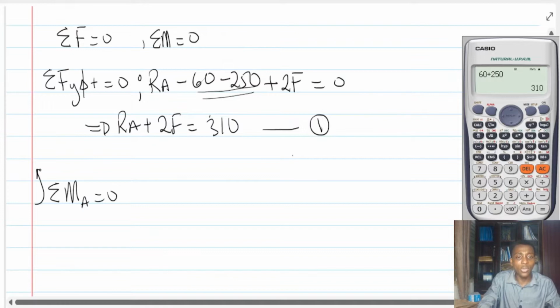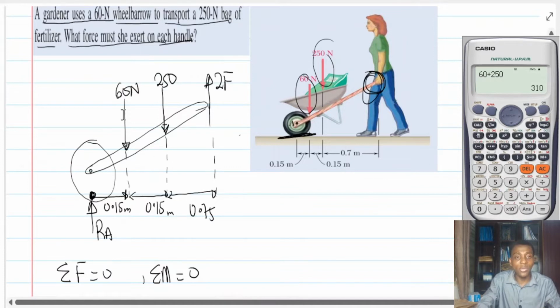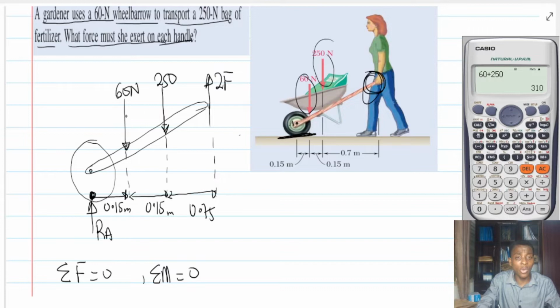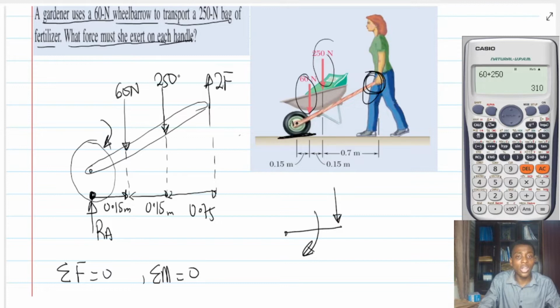And we are going to assume that counterclockwise moment is positive. So we're going to start from the 60 Newton force. The line of action of the 60 Newton force is coming downwards like that, and this moment is going to create a clockwise moment about point A. Because if 60 Newtons is coming here, clearly it's going to cause it to rotate in the clockwise direction. As a matter of fact, the 250 Newton force is also going to be clockwise.